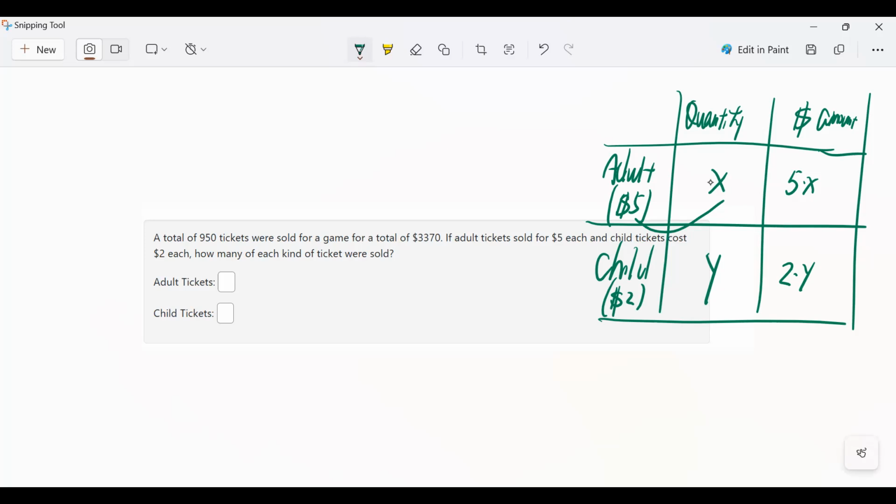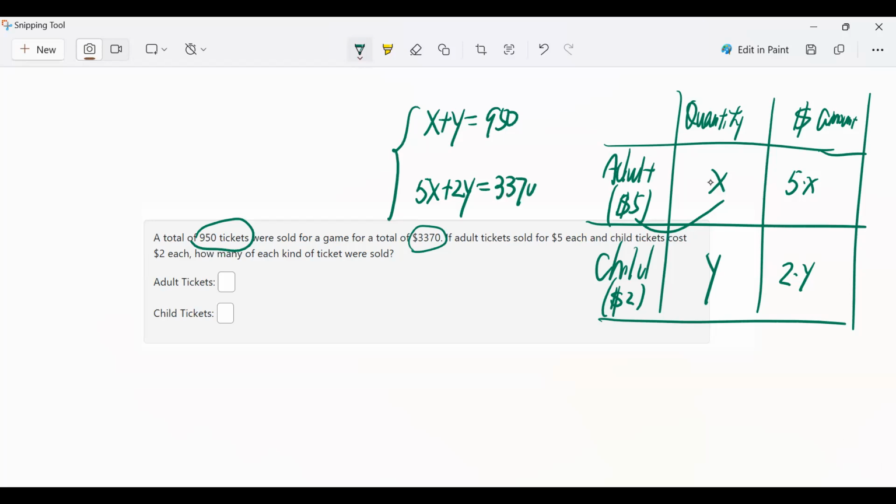And there are 2 conditions. The first one is the total number of tickets, 950 tickets. That means adding x and y, these 2 totals, we get 950 tickets. And the total dollar amount sold is 3,370. So that means 5x plus 2y should be equal to 3,370. Now from here, we can solve for each variable.